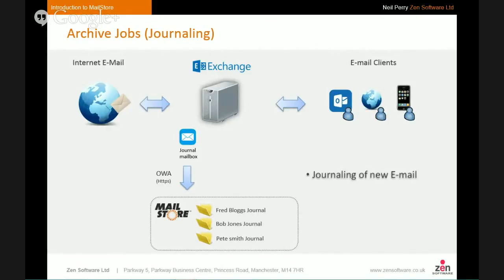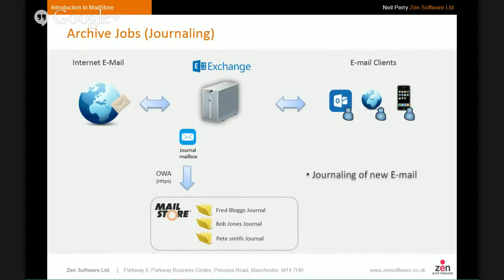That's a function of Exchange, and it will take a copy of all email flowing in and out and put it into a journal mailbox that we designate on the Exchange server. Then in MailStore, we set up a journaling archive job to go and collect any email it finds from that journaling mailbox. The connection method is actually over HTTPS, effectively simulating an Outlook Web Access connection. So you can appreciate at this point, the MailStore server can do that from anywhere that has Outlook Web Access to Exchange. It definitely doesn't have to be on the same server.